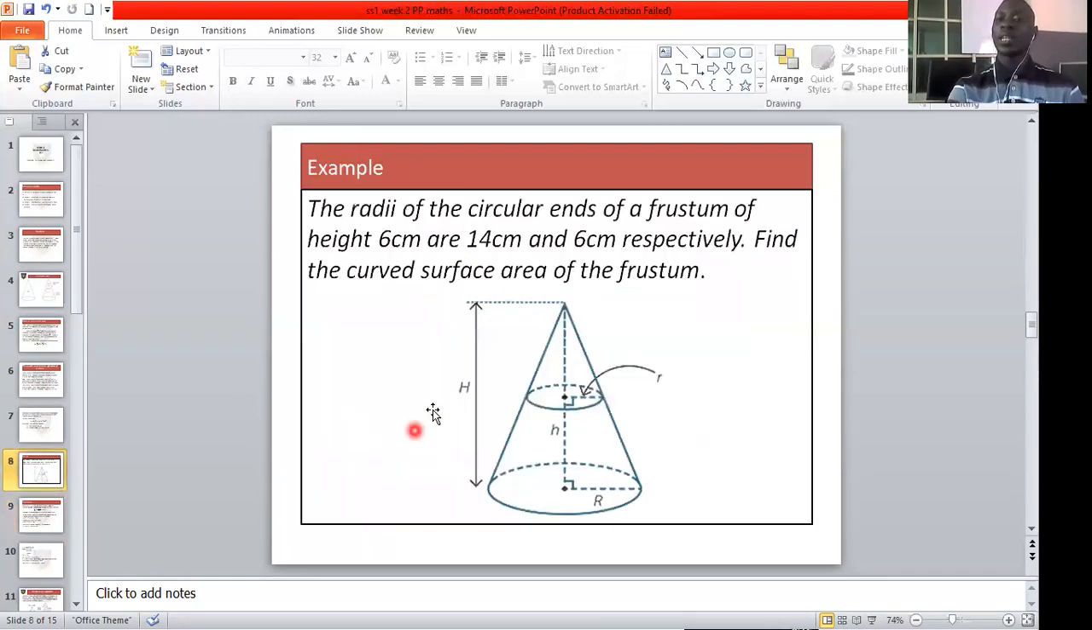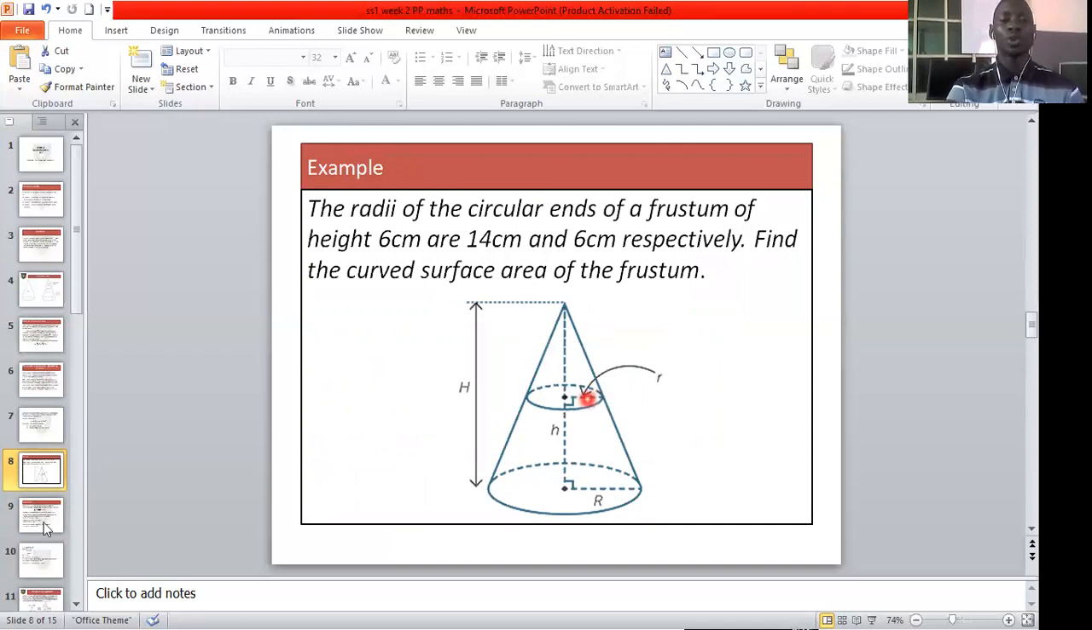Same applies to the smaller cone. Since we have the height to be 4.5 and the radius to be 6, we can use Pythagoras theorem also to calculate the smaller slant height, which will give us small letter l square equals opposite square, which is 4.5 square, plus adjacent square, which is 6 square.